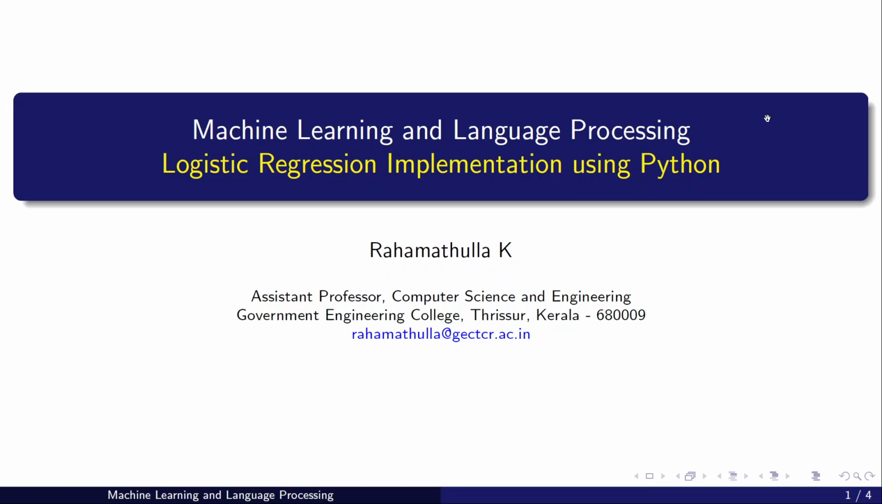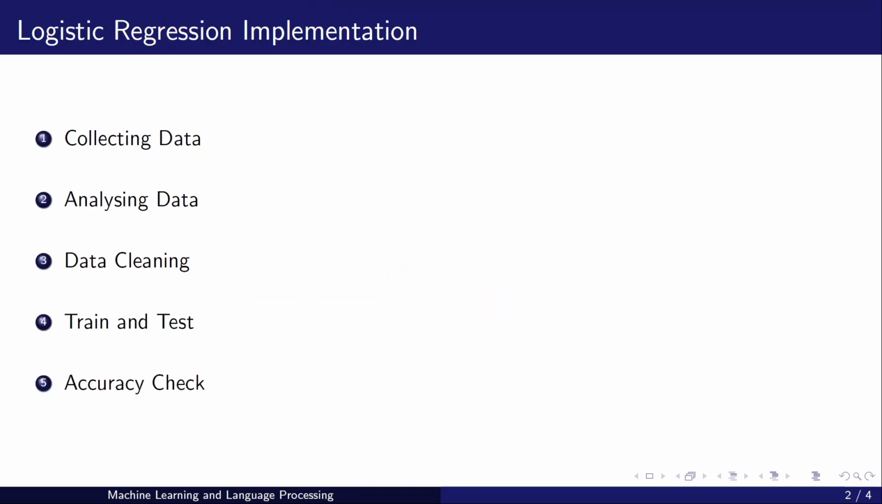In this lecture, we will see logistic regression implementation using Python. Before getting into the implementation part, let's see the step-by-step process to implementing any machine learning algorithm. So the first step in implementing any machine learning algorithm is to collect the data, to open the data.